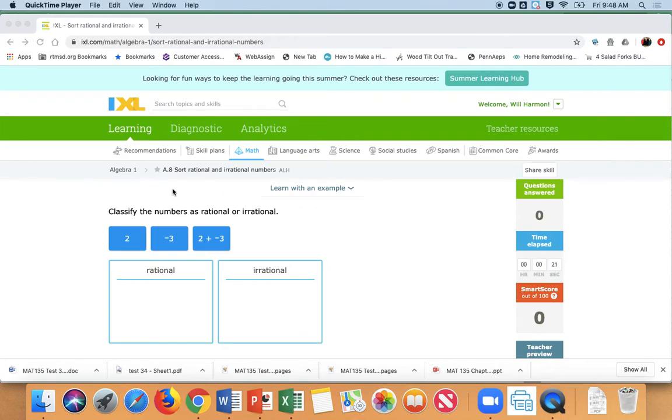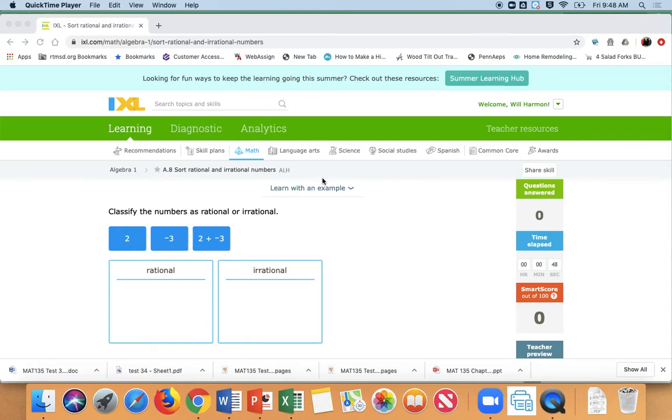So this probe is Algebra 1 AA, sorting rational and irrational numbers. So the first thing you have to figure out is what is rational and what is irrational. So rational numbers are numbers that can be put into fractions, plainly put, and irrational are essentially decimals that go on forever and ever and ever. Think of pi, think of like the square root of 2.